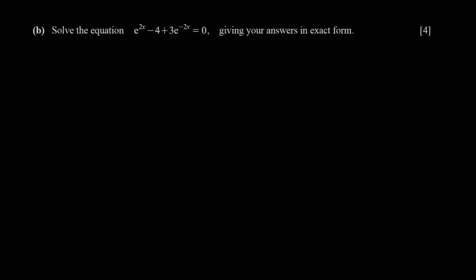Okay, so here we've got part B, which is going to be an indices question. We are supposed to solve this thing here, e to the 2x minus 4 plus 3e to the minus 2x is equal to 0. Now, generally speaking, I would say you want to get rid of this particular thing first in questions like this because it just makes things more complicated.